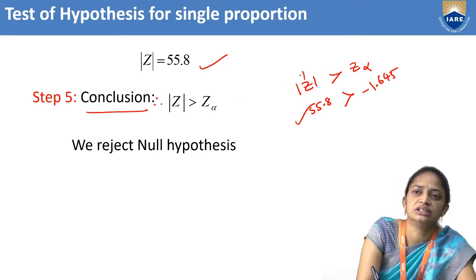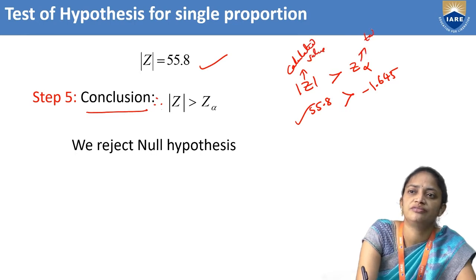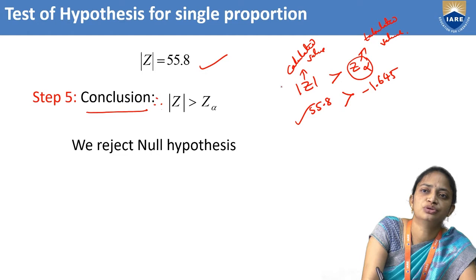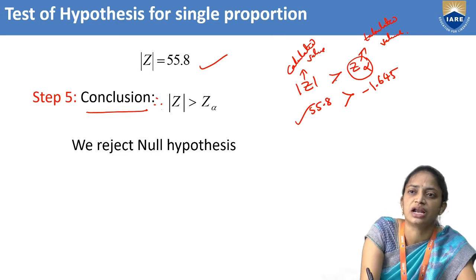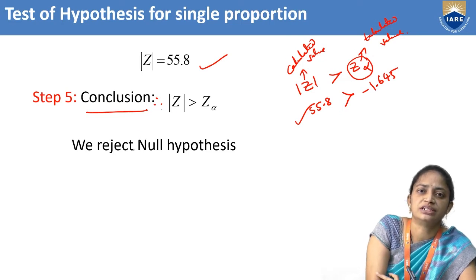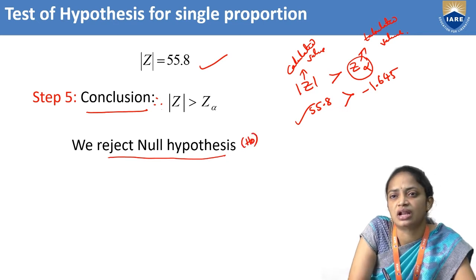So this is a calculated value. We have calculated this value, right? And this is a tabulated value, that means we have taken this value from the table. Here the calculated value is greater than the tabulated value. That's why we reject our null hypothesis, that is H naught.